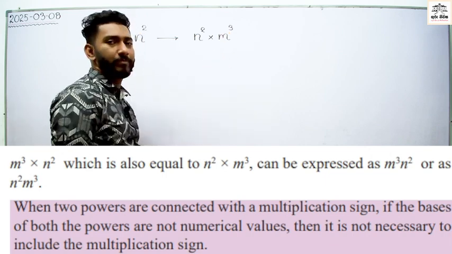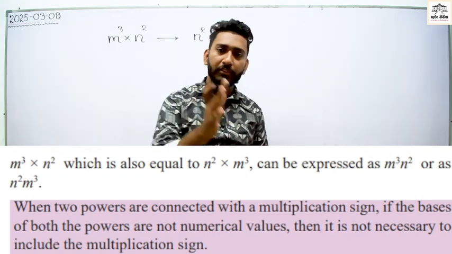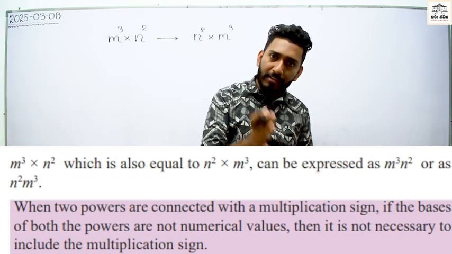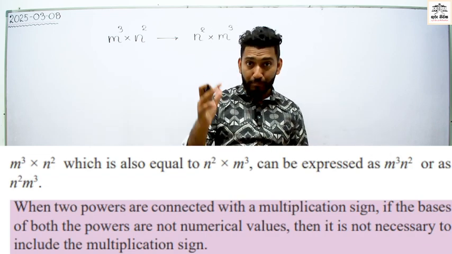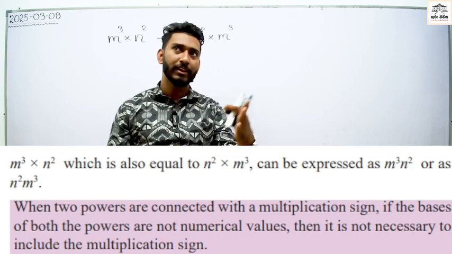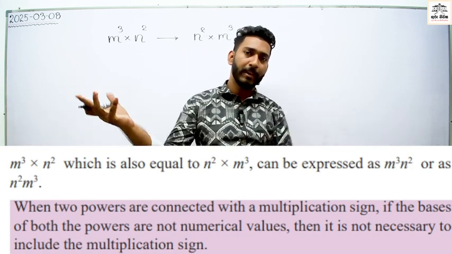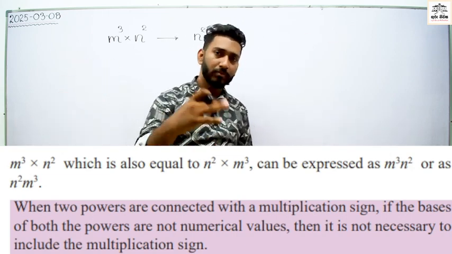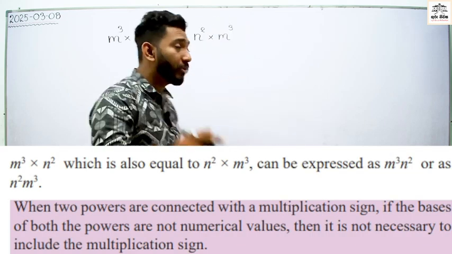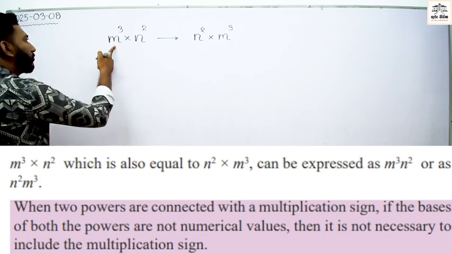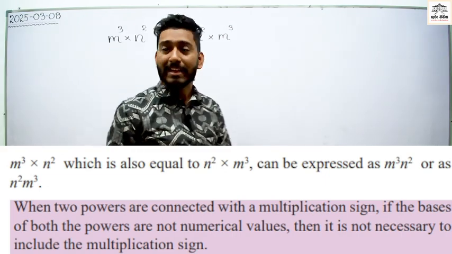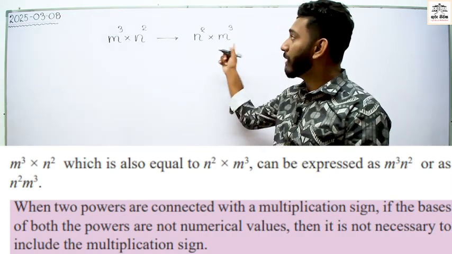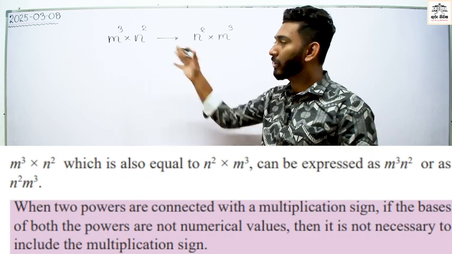And we know that, because 2 times 3 is 6, and 3 times 2 is also 6. Both are equal. 2 times 5 is 10, and 5 times 2 is 10. Both are equal. Therefore, in the indices lesson, m to the power of 3 into n to the power of 2 we can call n to the power of 2 and m to the power of 3.